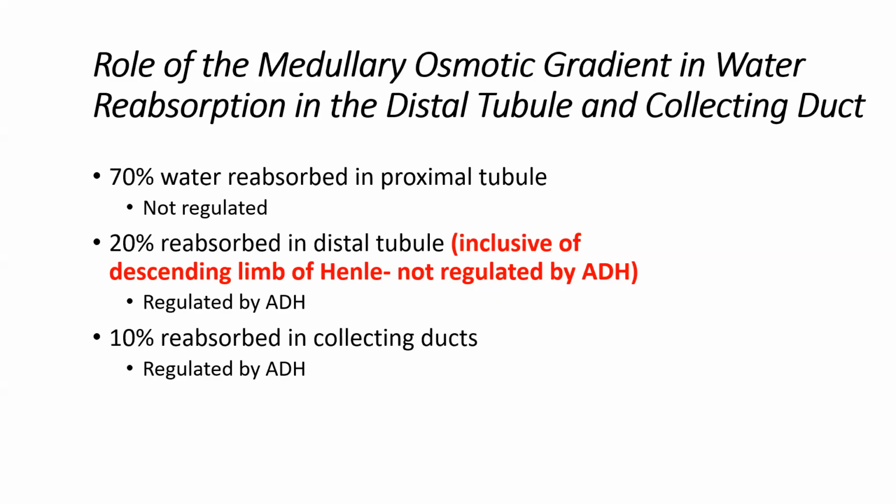So just to wrap this up, summarize this in a way that makes sense. The proximal tubule, 70% not regulated. The distal part of the tubule, including the loop of Henle, 20%. But remember, the loop of Henle is not regulated. The distal part of the tubule is. And then the final part of the tubule, which is the collecting duct, is regulated, and that's about 10%.